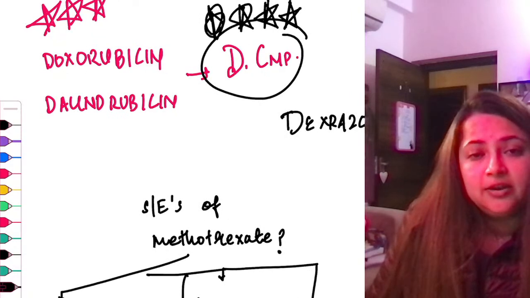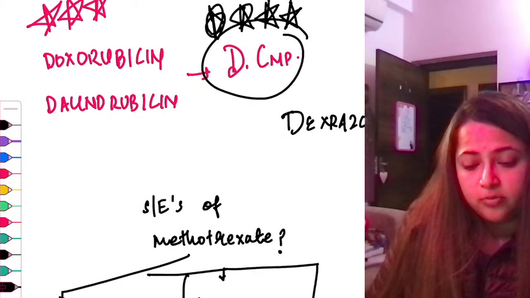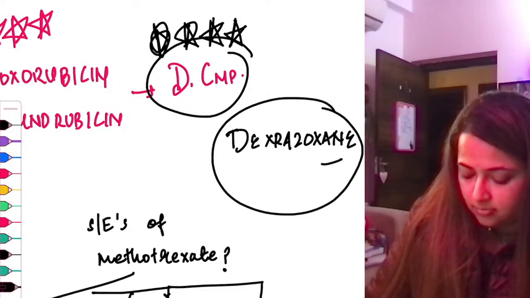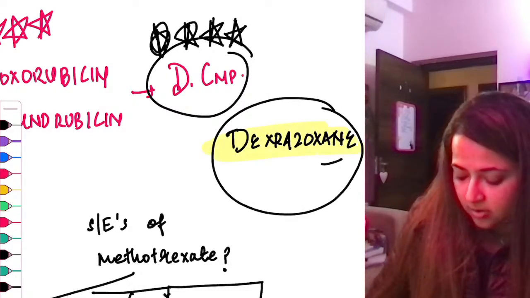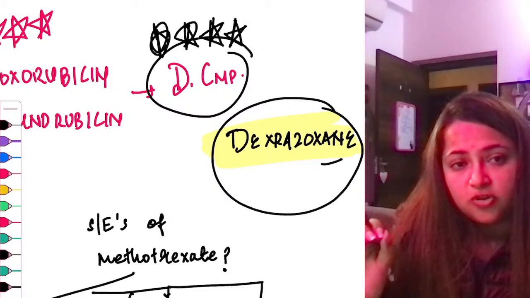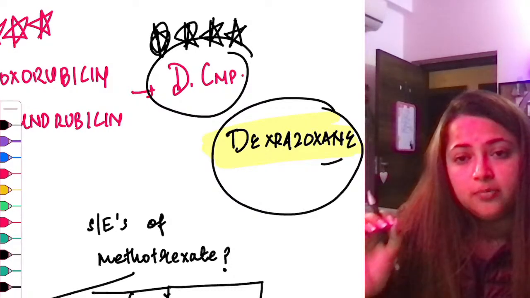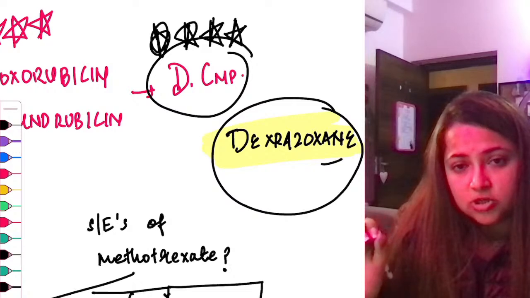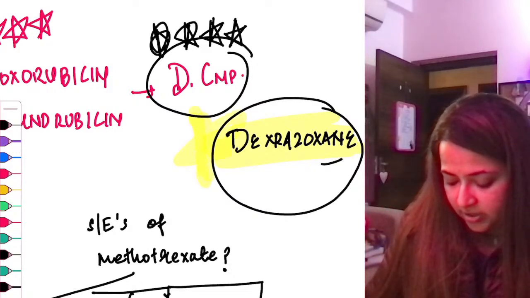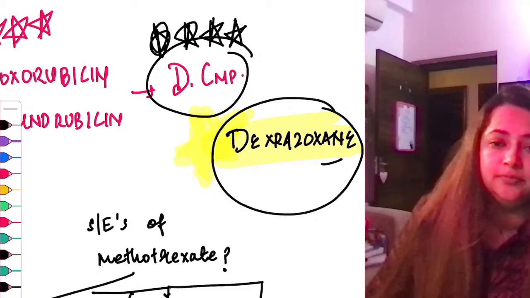Next question. How can this dilated cardiomyopathy caused by doxorubicin be prevented? So, highlight this. This is very, very important. Dexrazoxane. Okay, the dilated cardiomyopathy caused by doxorubicin could be prevented by the administration of dexrazoxane. Remember this point, guys, very, very important.